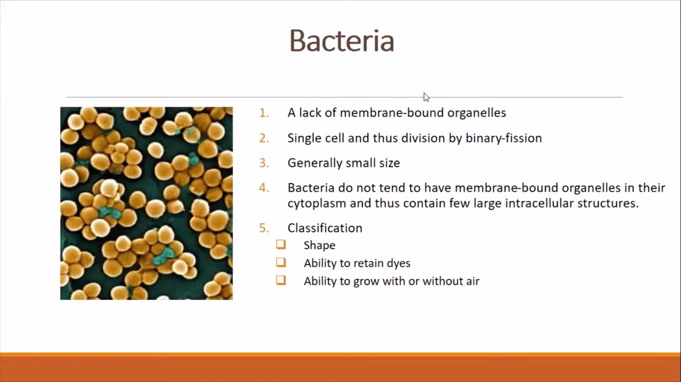All right, so bacteria are single cell organisms that divide by binary fission, and they tend to lack membrane bound organelles. They tend to be small in size. These membrane bound organelles include things like the Golgi apparatus, and some of them don't even have a real nucleus. It's very simple, so they just have the basic stuff that is needed. We classify bacteria in many different ways, but the 3 we'll be focusing on today are shape, how they're able to retain certain dyes, and the ability to grow with or without air.